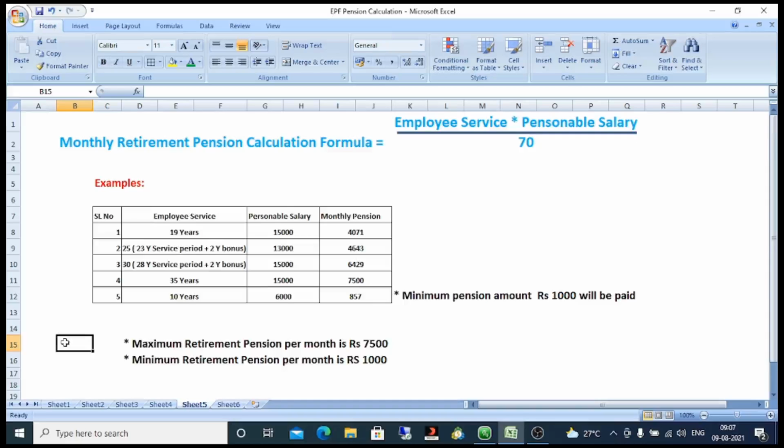And for a person whose pension as per calculation comes below 1,000, the minimum pension amount will be 1,000 per month as per EPF policy.